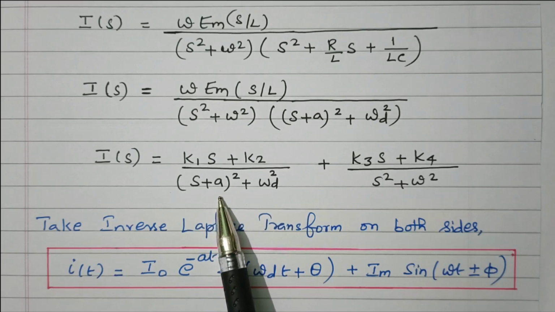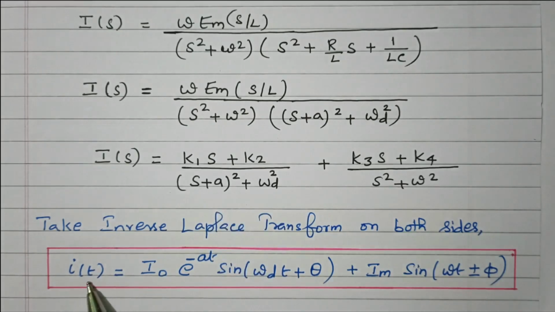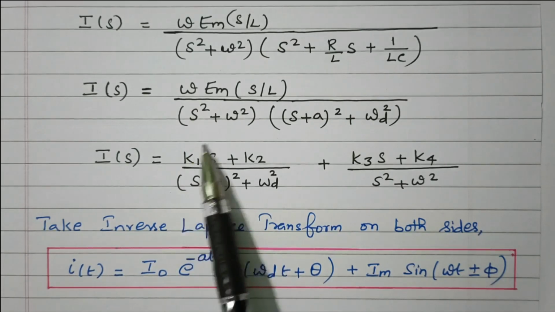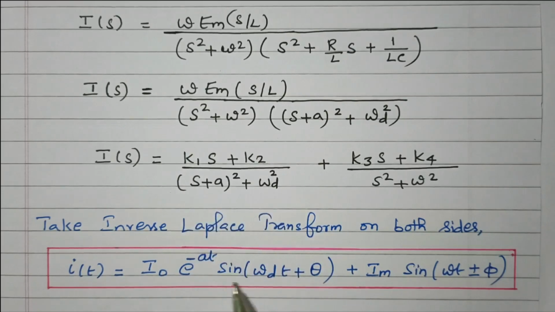Now by taking the inverse Laplace, we can get i of t equals I naught e power minus at sin omega d t plus theta. The inverse Laplace of this term is directly written; it does not need any simplification. This is very similar to the previous case: Im sin omega t plus or minus pi. Im is the maximum value of steady state current, and I naught is the initial current. So this is the expression for transient current when the roots are complex conjugate.